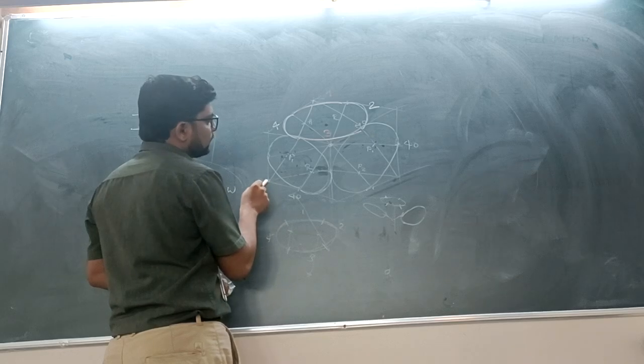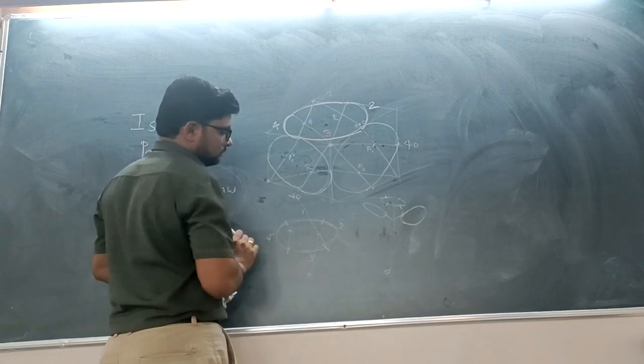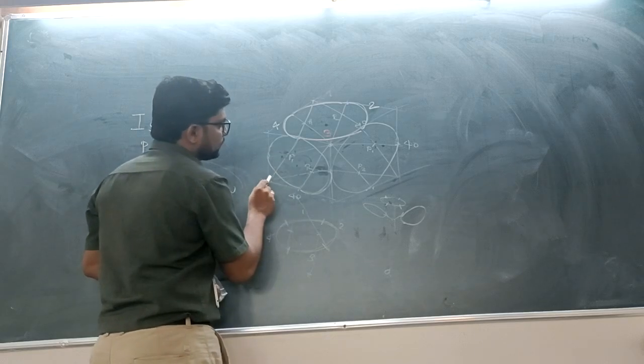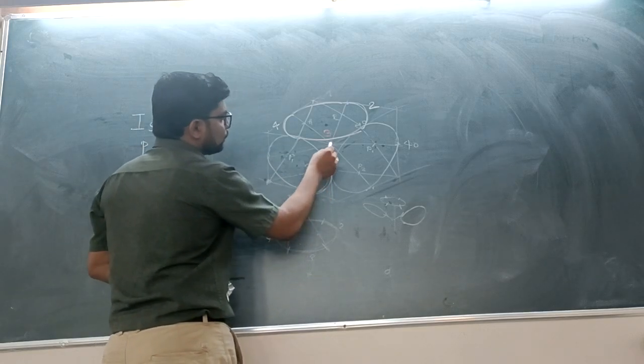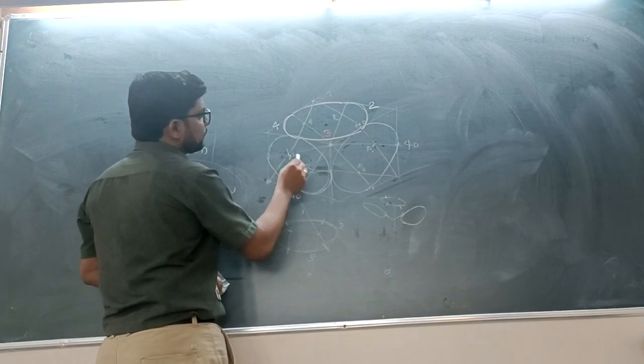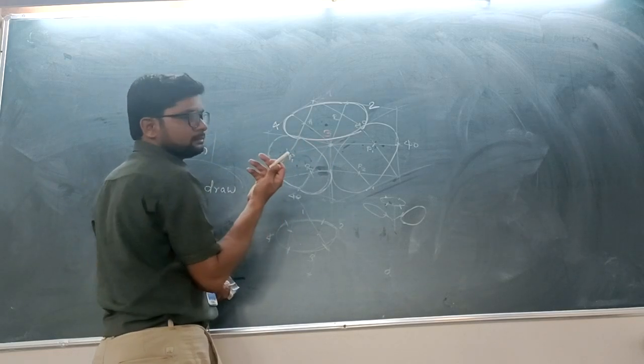Okay. From that point, you connect the midpoints. If you know this is the center point, you just connect this midpoint, this midpoint. If you know this is the center point, you connect this midpoint, you connect this point. After crossing, you will get P1 and P2 and complete it. Okay.